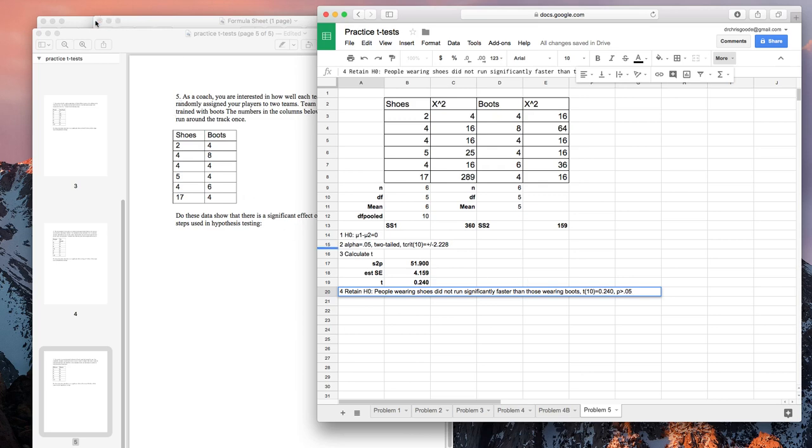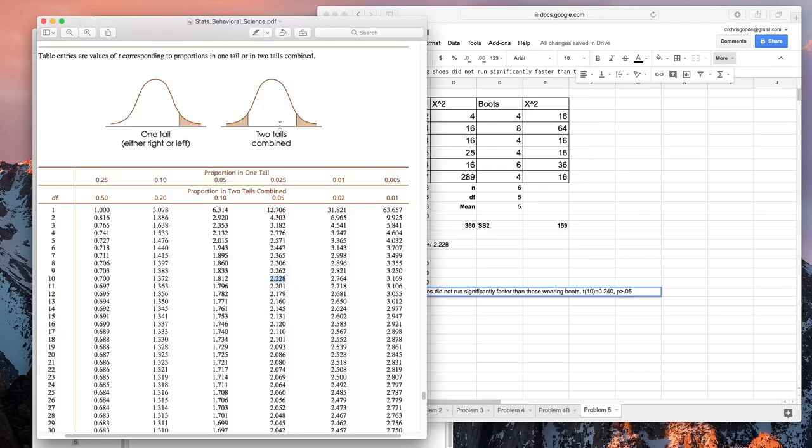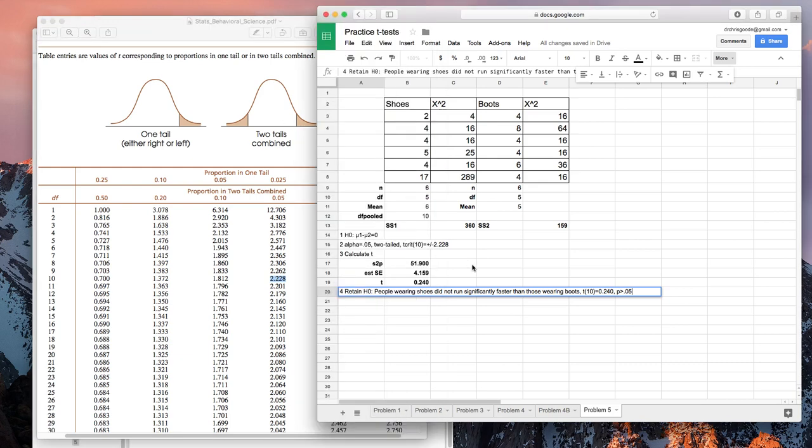We don't know what lies beyond, what proportion of area under this curve. Proportion is probability. What proportion of area under the curve lies beyond a value of 0.240? We don't know, but we know that it's more than 0.05 because it wasn't in the critical region. That's it. And we're done with the practice t-tests.